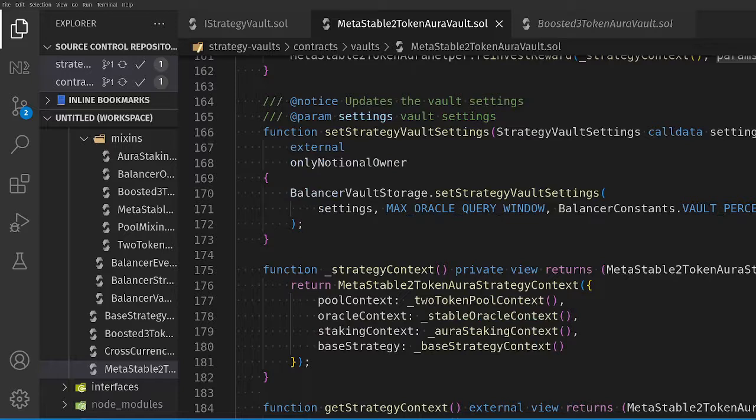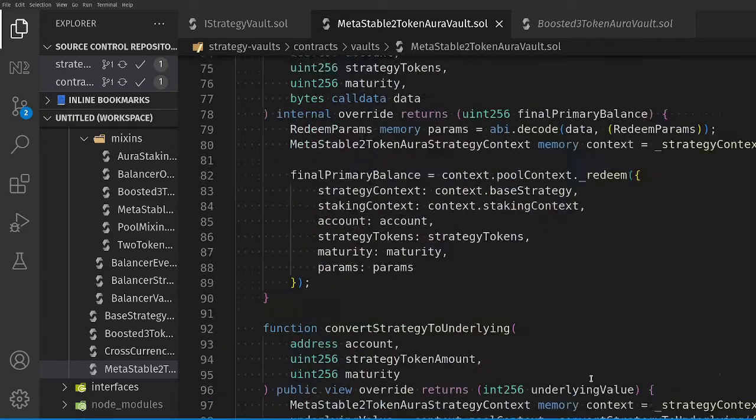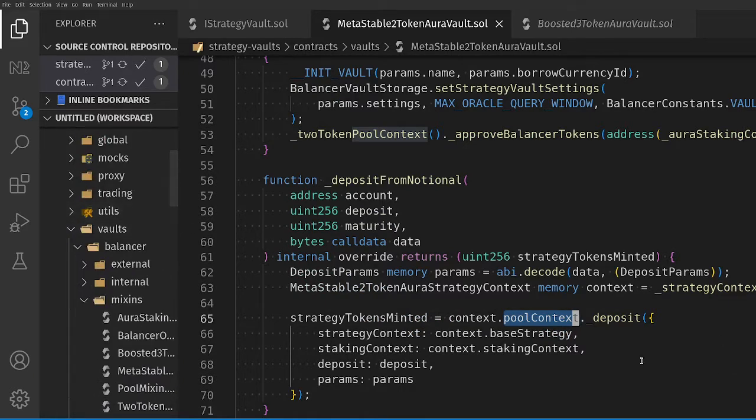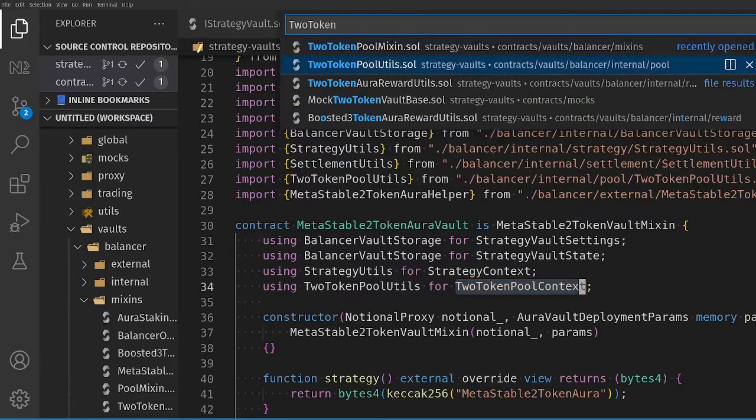In order to maximize the amount of code reuse we can have, we have these different structs that return different contexts, which are essentially different batches of variables for different parts of the vault. So we're going to go get this context here, and then we're going to deposit. To deposit, we'll go to our pool context, which is the 2-token pool context. So we'll get 2-token pool utils.